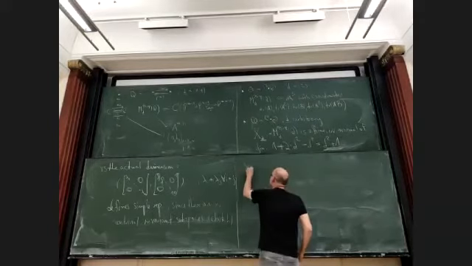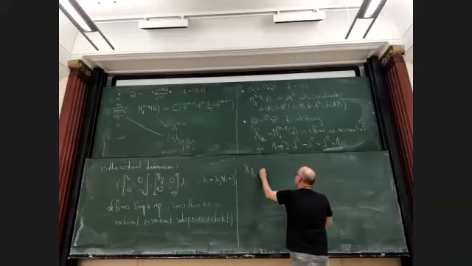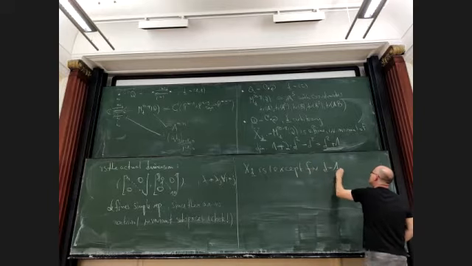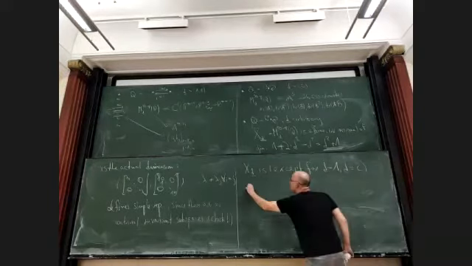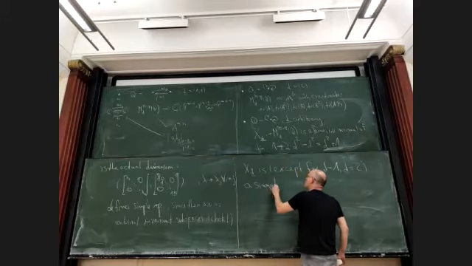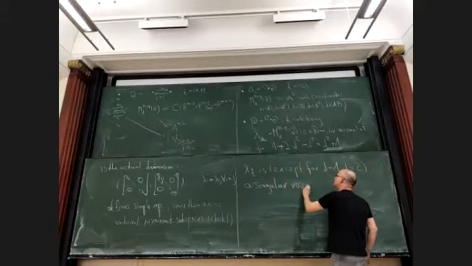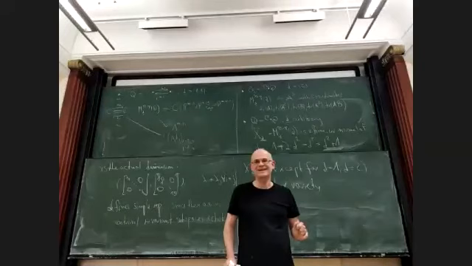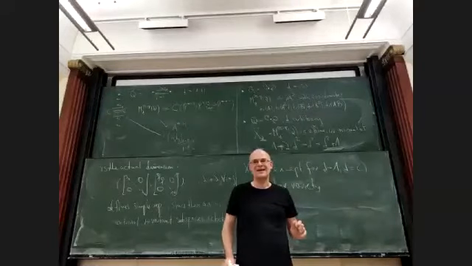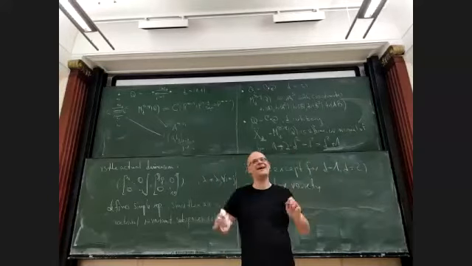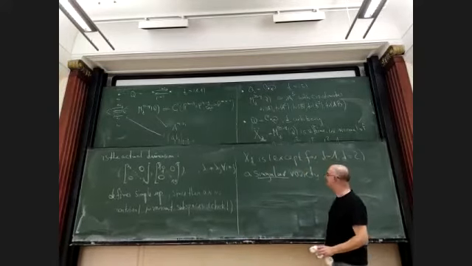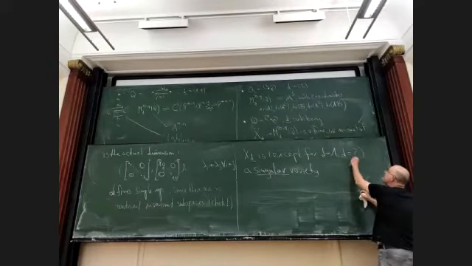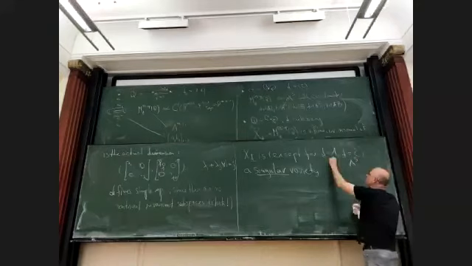So to prepare this, let me just say that XD is typically a singular variety, except in the case D equals 2, where it is an A5, and in the case D equals 1, where it is an A2.